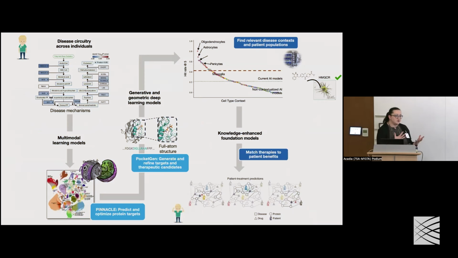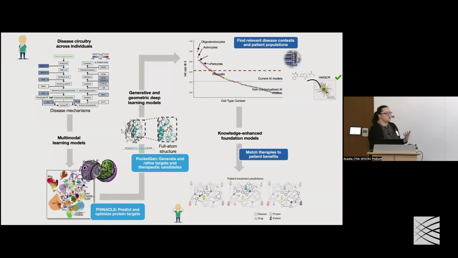a contextual AI model, Pinnacle, that can predict and optimize protein targets and study effects of drugs in a cell type dependent manner. And we believe that certainly this paradigm of contextual learning is really important in therapeutic development for a broad range of diseases and therapeutic modalities.